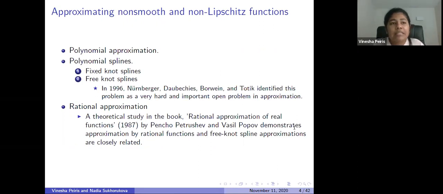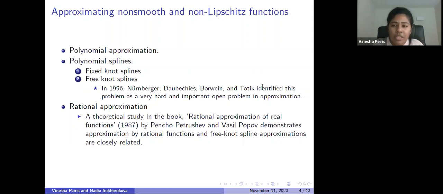And polynomial splines are efficient if we know where to locate the knots. The knot is the location where we change from one polynomial to another. If we know the location of these knots, then it's all good. The problem is convex, and we can use convex optimization techniques to solve the problem.